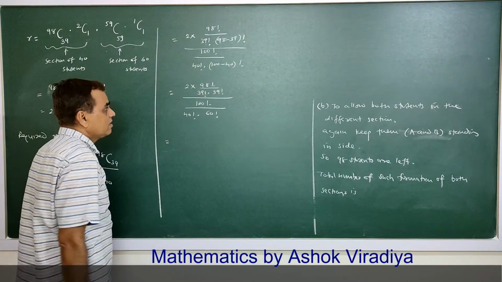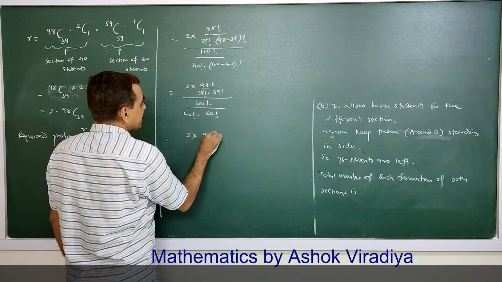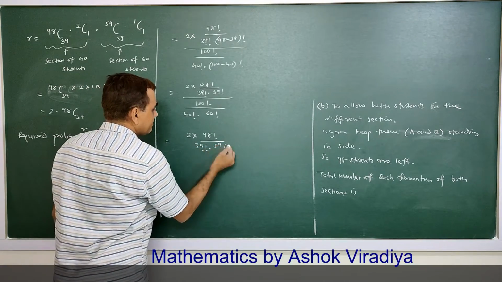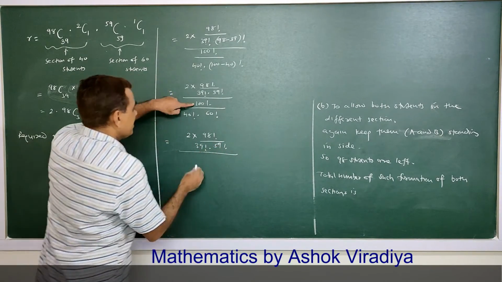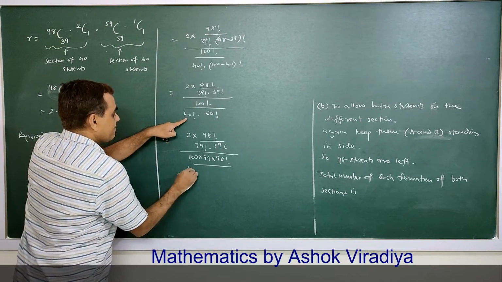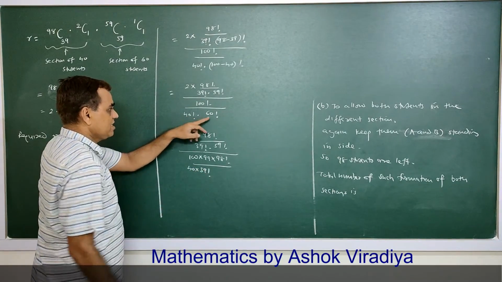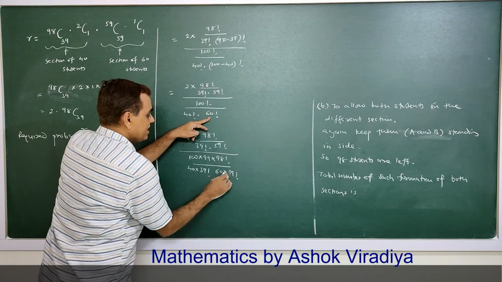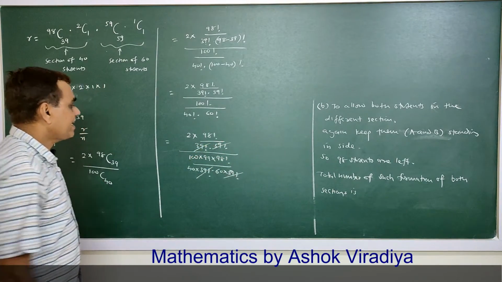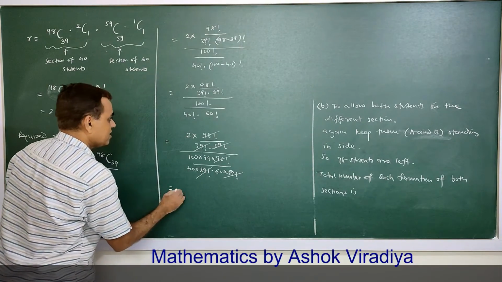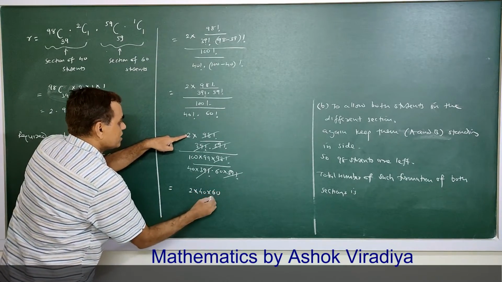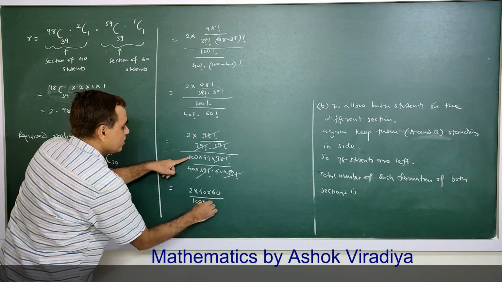So this is 2 into 98 factorial upon 39 factorial into 59 factorial upon, now see 100 factorial we keep as 100 into 99 into 98 factorial. 40 factorial is 40 into 39 factorial. 60 factorial is 60 into 59 factorial. So this 39 factorial, 59 factorial cancel. 98 factorial is cancel. So this is 2 into 40 into 60 comes in numerator, 40 into 60 upon 100 into 99.